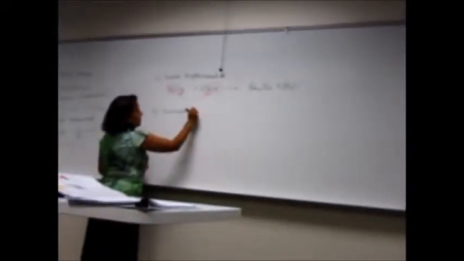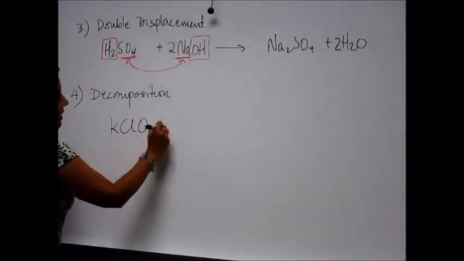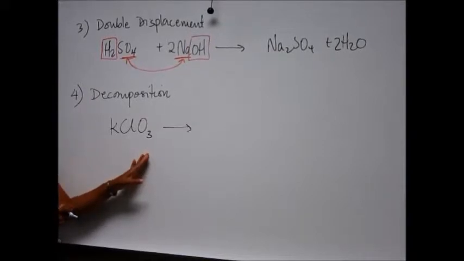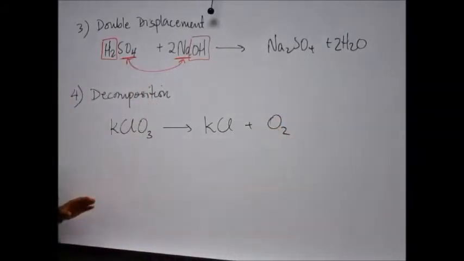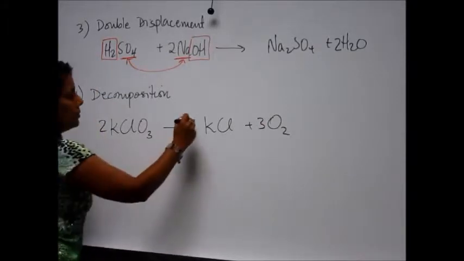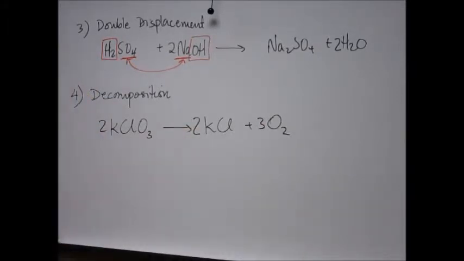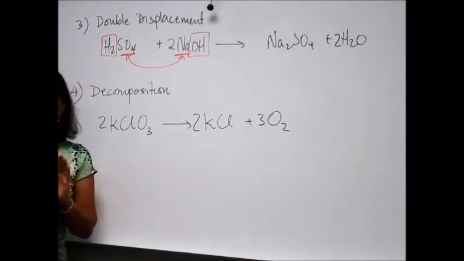And then lastly is decomposition. As the name says, decomposition means you're decomposing something, which means you're going to start with one thing and end up with more than one thing. A classic example of this one is potassium chlorate, KClO3, to give us KCl plus O2. And yes, we can go ahead and balance the equation: 2, 2. So in case of decomposition, you start with one chemical, and you end up getting more than one in the product.